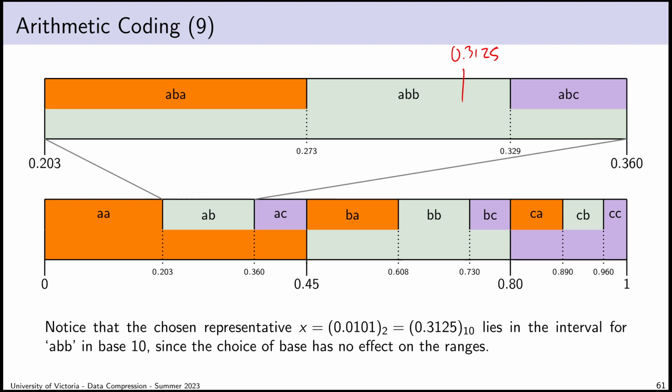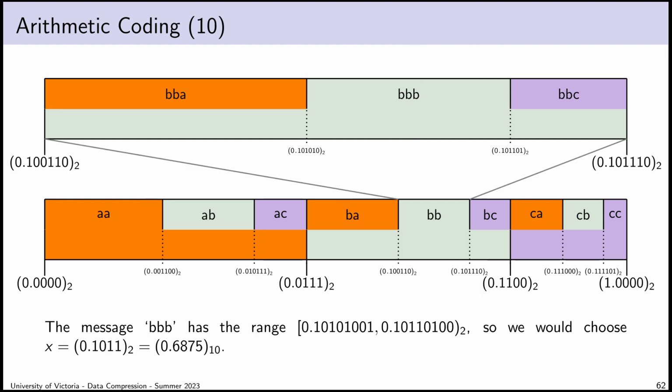In this case, I will likely use base 2 for implementation. If I were sending you a representative in base 10, I would probably choose 0.3, because that requires only 1 digit. So which is a more convenient representative is a function of the base. Okay, the message BBB falls into this subrange here. So I need a number between this and this.